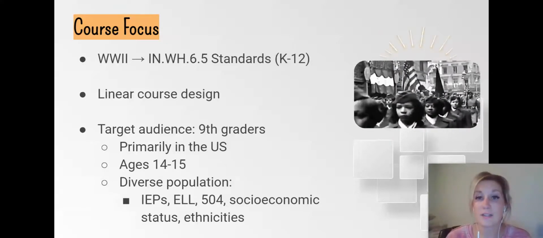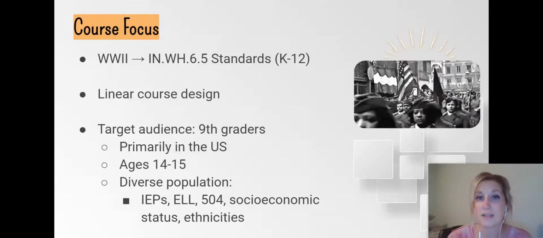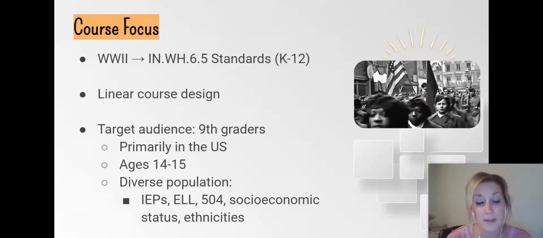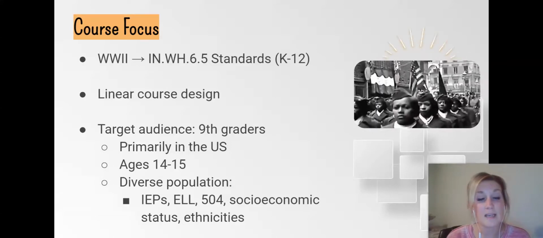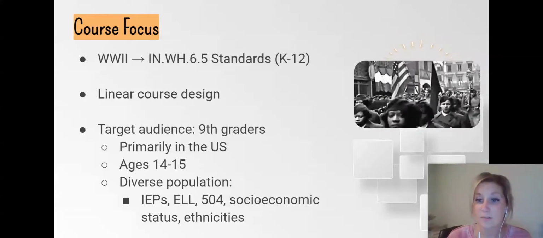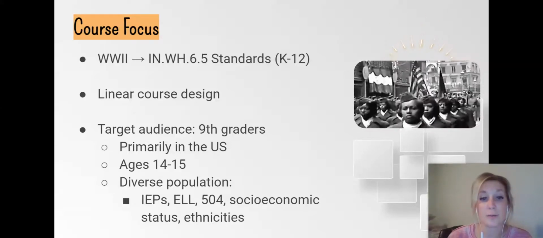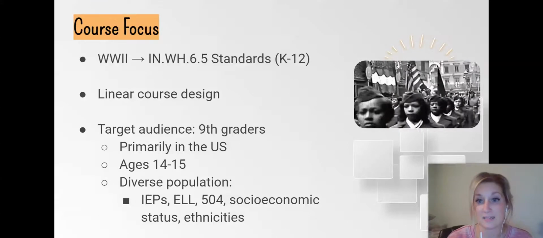The students in this class would represent a diverse population, and that's why there are options built into the assignments, and accessibility principles and universal design for learning guidelines are implemented, specifically because there's students who might have IEPs and special needs. ELL and language barriers might be addressed in these lessons, 504 plans, and then the students would also represent diverse socioeconomic statuses and ethnicities.